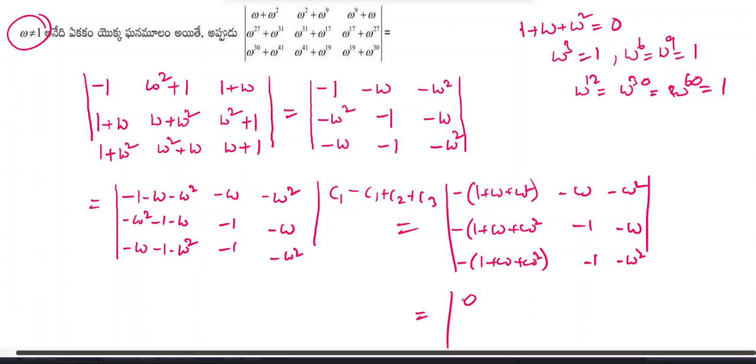So in the first column it is 0, 0, 0, with the other columns minus omega, minus 1, minus 1 and minus omega square, minus omega square. If in any row or column all the numbers are 0, the determinant of the matrix is equal to 0. This is the final answer.